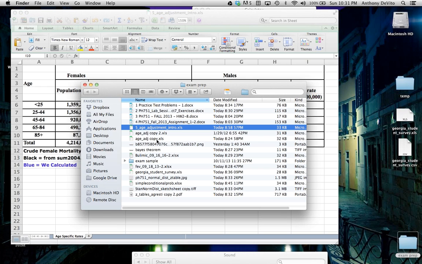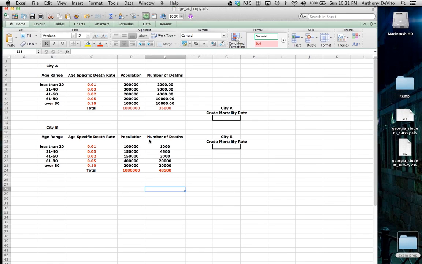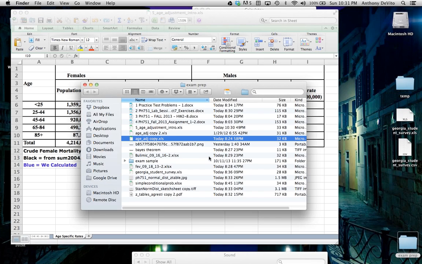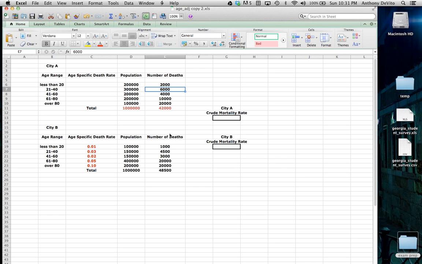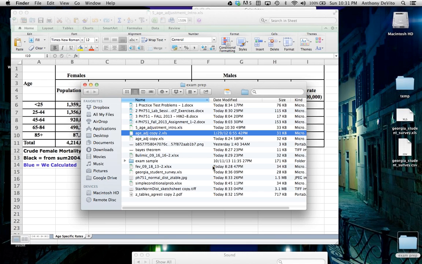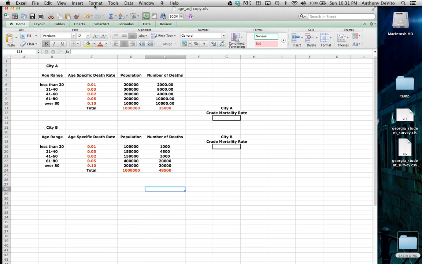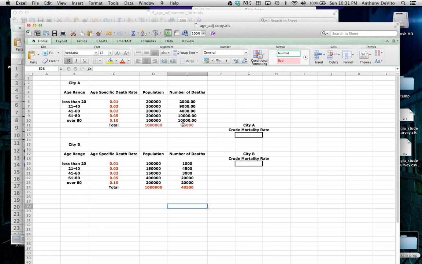Age adjustment. I had one. I had another one here. I want to find age adjustment. Okay, let's take a look at this. Actually, I think I want the other one. I want this one. Try the other one. Okay, let's start with... No, I think I want the other one. That doesn't much matter. I'll start with this one. Okay, let's take a look at this.